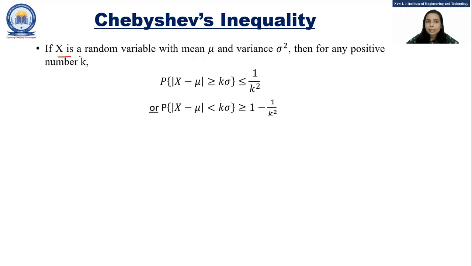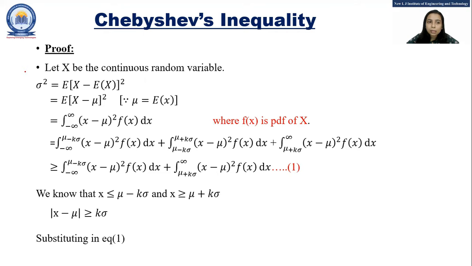If x is a random variable with mean mu and variance sigma square, then for any positive number k, the probability of mod x minus mu greater than or equal to k sigma is less than 1 upon k square. Or we can say the probability of mod x minus mu less than k sigma is greater than or equal to 1 minus 1 upon k square. So let's see the proof for this.